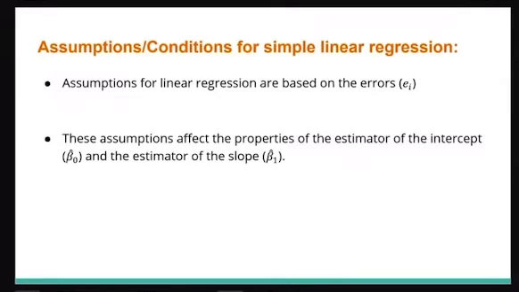Now let's take a look at the assumptions, and look at what I said. Assumptions for linear regression are based on the errors. Do you see that? Assumptions of linear regression are based on the errors, which means we basically want to see how the error behaves. The error should behave well. If the error behaves well, we can trust our model. What do I mean when I say the error behaves well? Error behaves well when the assumptions hold.